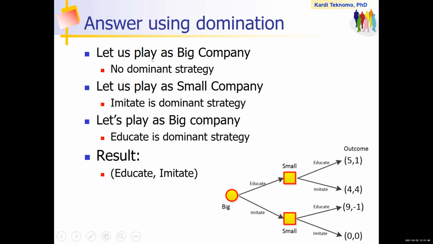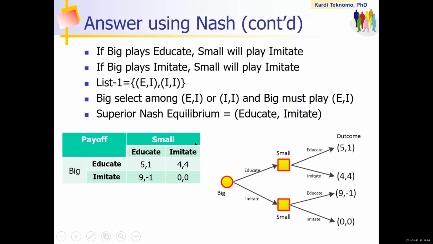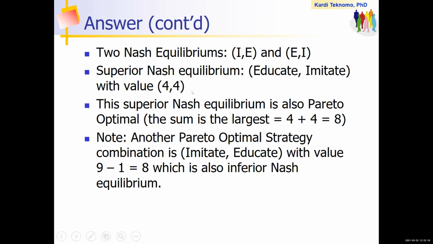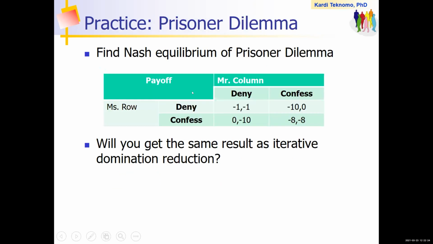Of course, using iterative dominance, you can get the result directly. So in this case, you actually don't need Nash equilibrium. But you can still calculate Nash equilibrium, the one that was done a while ago, and you get exactly the same result. 4, 4. And this one is also Pareto optimal.